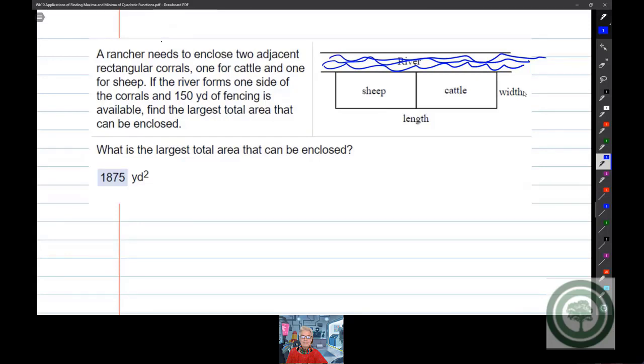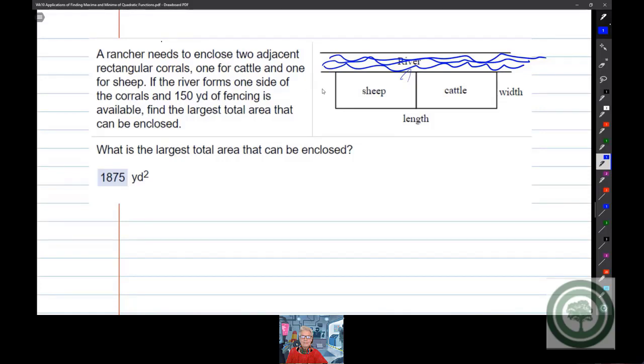A rancher needs to enclose two adjacent rectangular corrals, one for cattle and one for sheep. If the river forms one side of the corrals and 150 yards of fencing is available, find the largest total area that can be enclosed. Okay. So this person wants to maximize their area where the sheep and the cattle live. Well, okay. And we're told how much fencing we have.